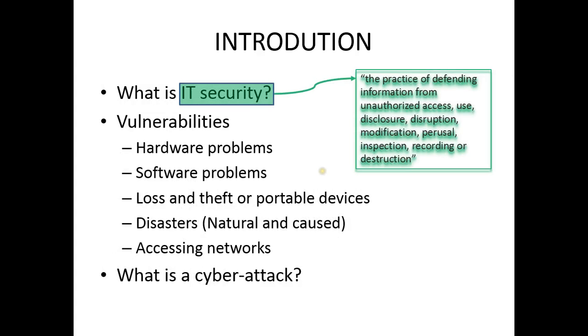IT security is responsible for protecting the technology of a company from cyber attacks and ensuring that the information is kept confidential, reliable, and available to those who are authorized to use it. The vulnerabilities of the IT system may come from several sources: hardware problems, software problems, loss and theft of portable devices, disasters, including natural and man-made, and accessing networks.